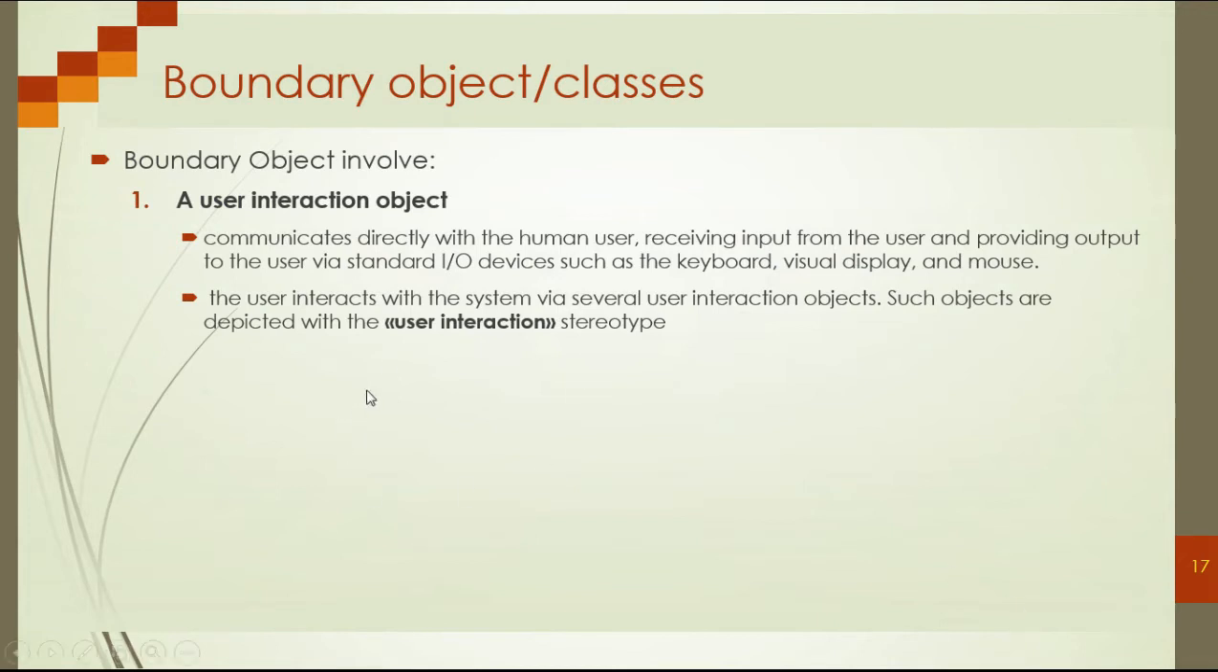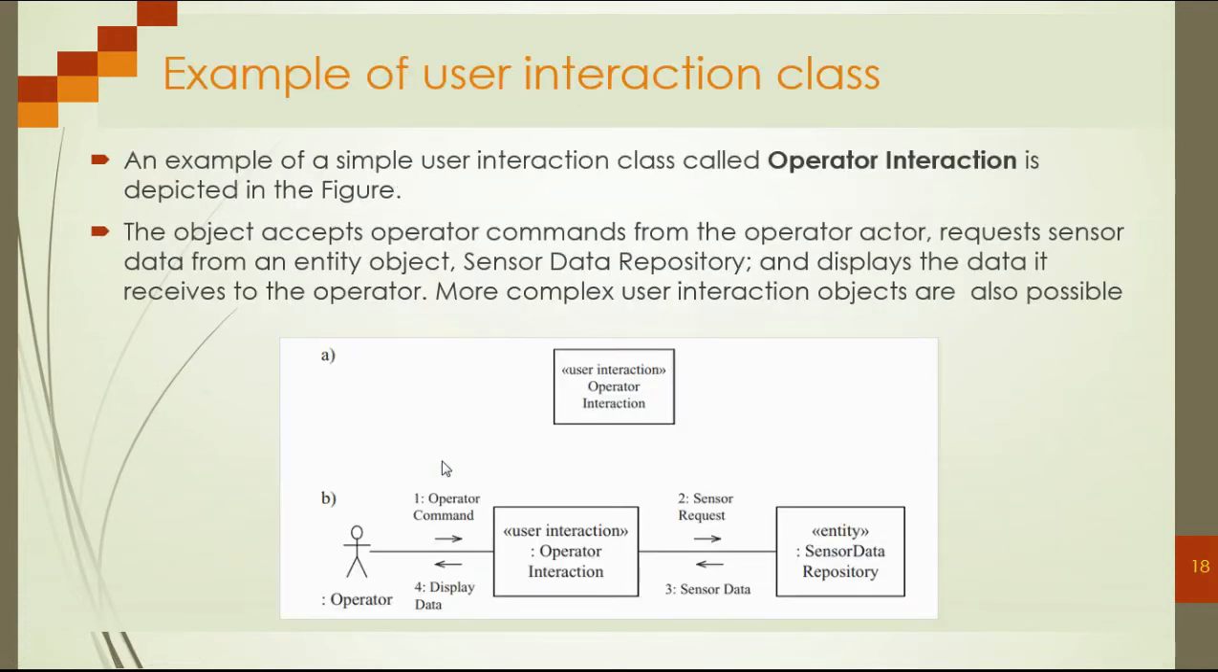In using the user interaction object, we should write its stereotype. In each object we have to add its stereotype. If we use the user interaction, we use these stereotypes. If we use the input output, we also use the input output stereotypes. The example of user interaction objects is the operator.